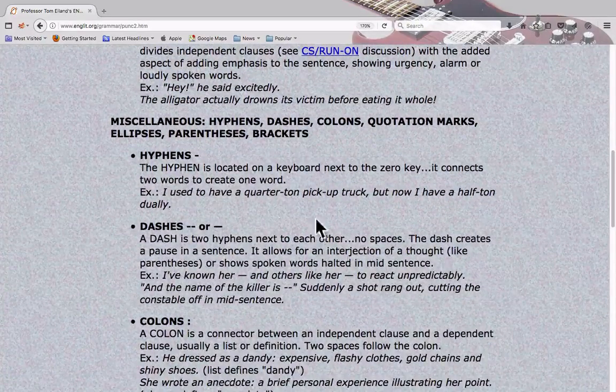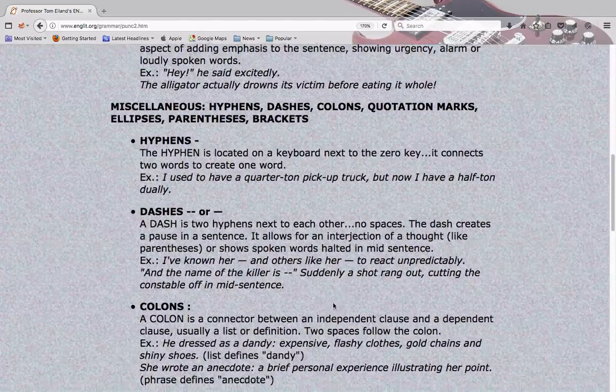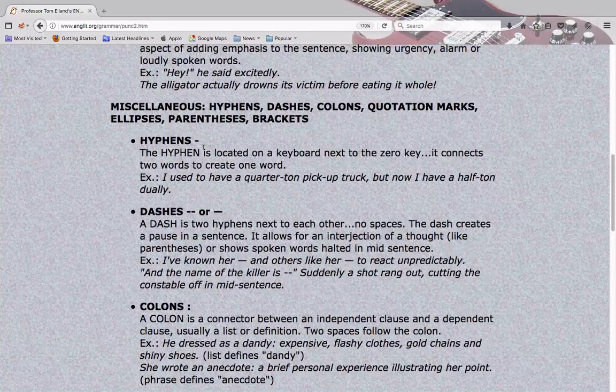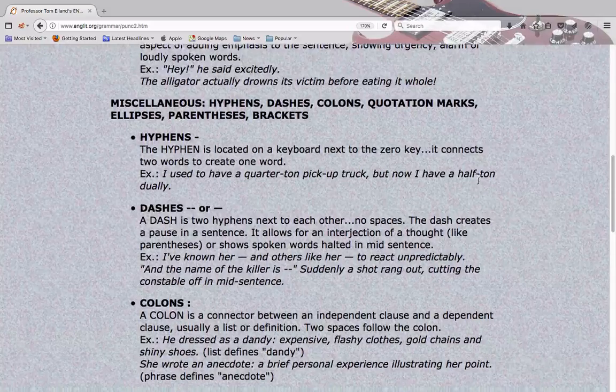The other ones that people use or don't use often create some confusion and problems. And just to clarify what's what, let's go through these quickly. The hyphen is located on the keyboard key next to the 0 key, and basically it's a short little mark. If you press this key that has two lines on it, a short line and a big line, without using the shift key, you'll get a hyphen, and a hyphen is used to take two words and stick them together. And so the words quarter-ton pickup and half-ton are all utilizing that hyphen.